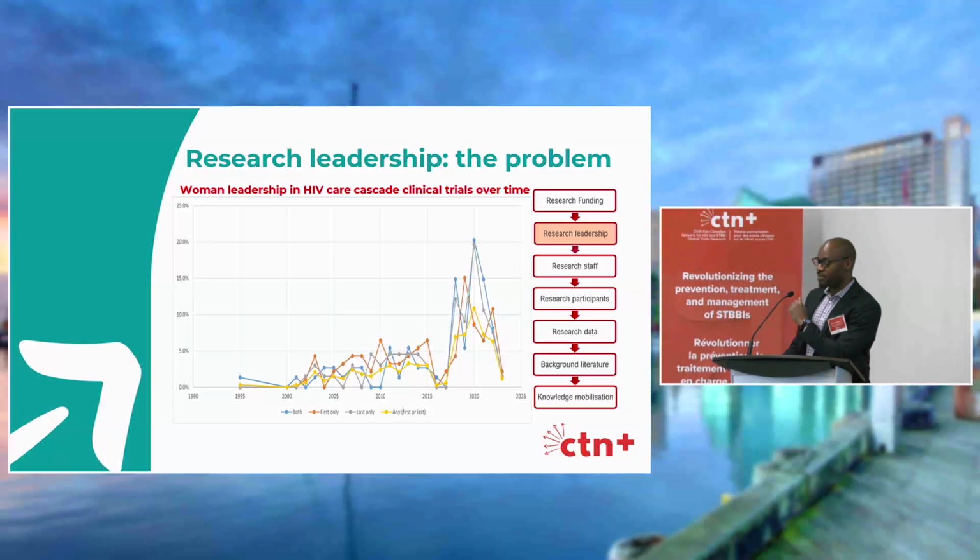So we have instances where both the first author and the last author are female, where only the first author is female, where only the last author is female, and also when either the first or the last author is female. And you can see that this has been increasing over time, but previously it's been abysmal, right? So there is hope, at least with HIV.